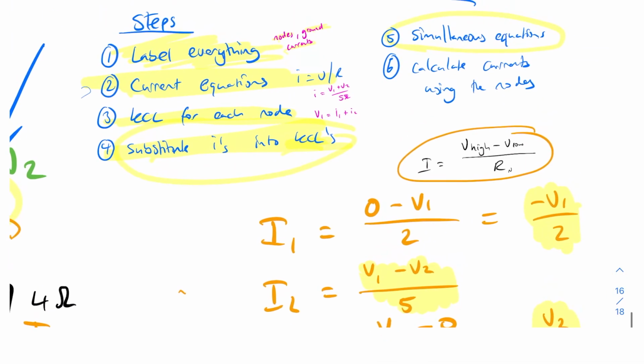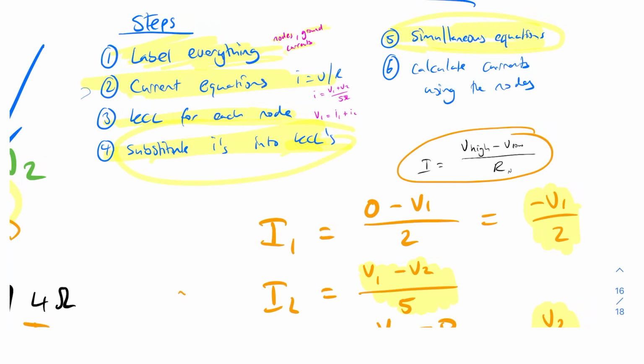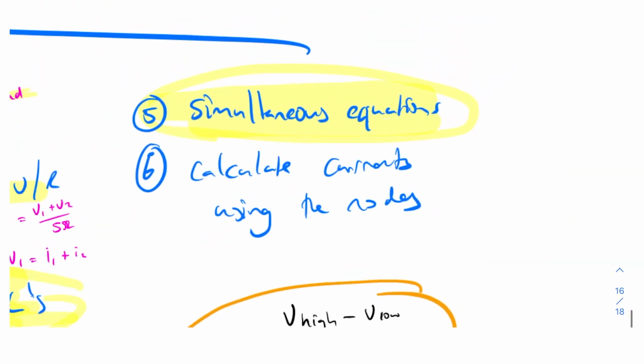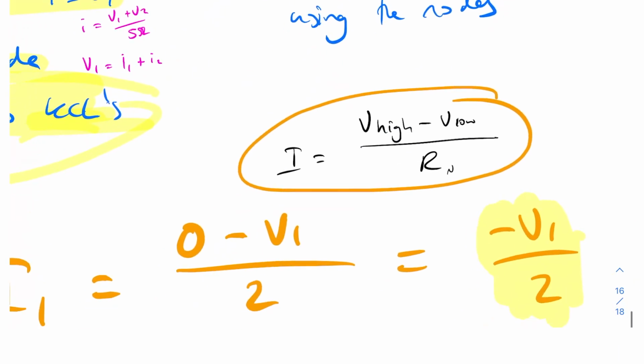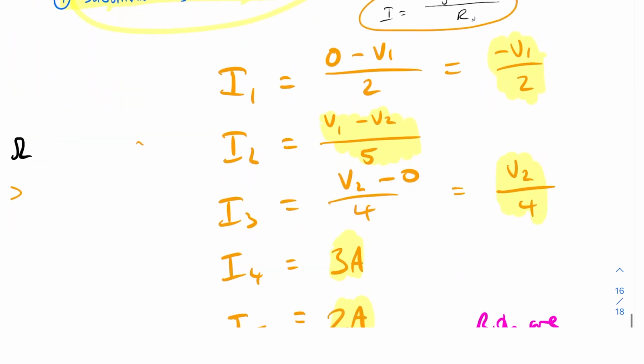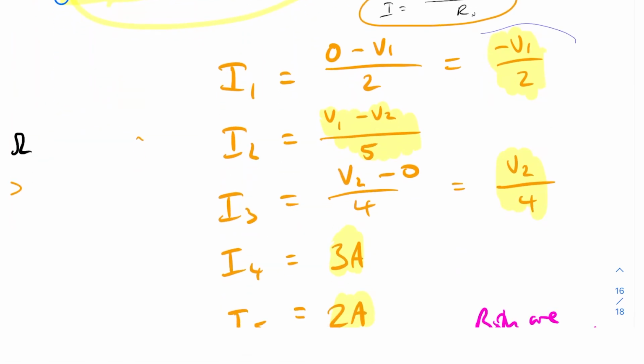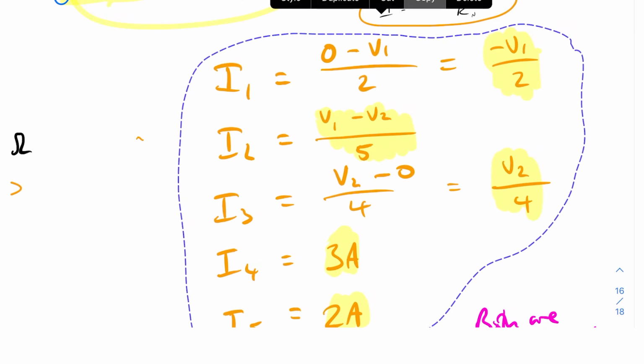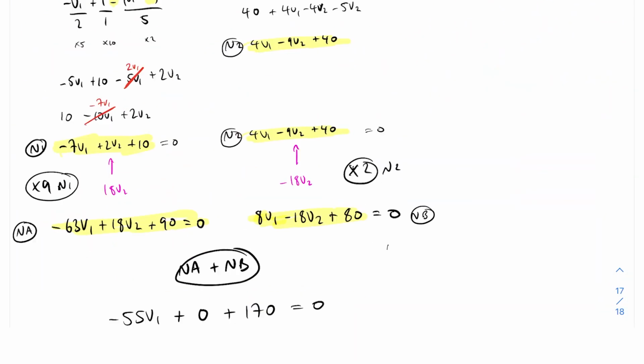So now that we know what the voltages are, we've finished our simultaneous equations part, and we're on to our last step. So our last step now is to calculate the currents using the nodes. Since we know the nodal voltages, now all we have to do is take these currents that we worked out earlier and literally just substitute them in. By substitute them in, I mean substitute in the voltage values, right?